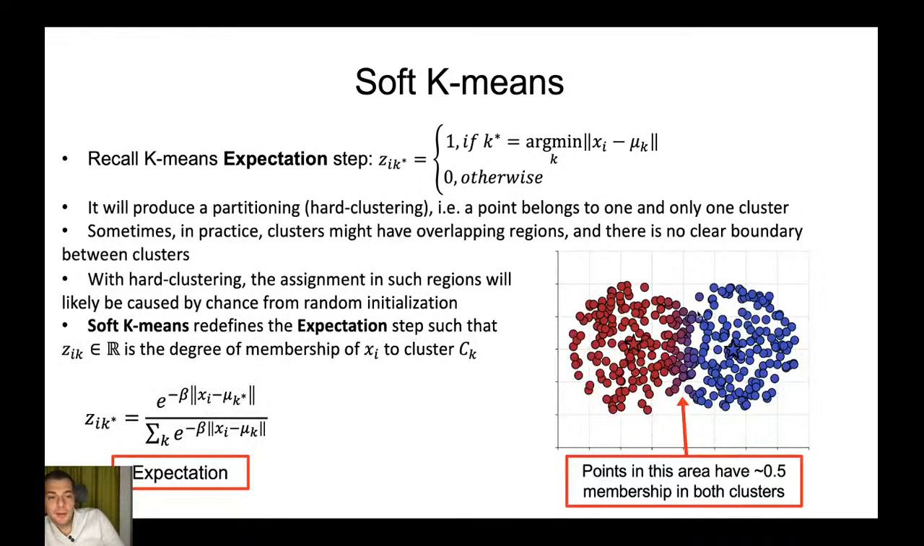This effect can be obtained by updating the expectation step like this. So the assignment z of i and k now becomes a soft assignment, which is proportional to the distance of the example with respect to the current cluster centroid. And this is the distance, and what we have here is an RBF function. So we use the exponential of minus beta of the Euclidean distance.